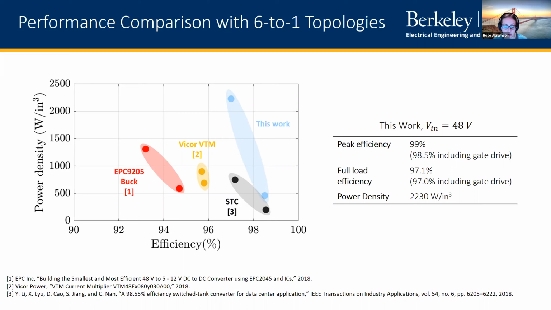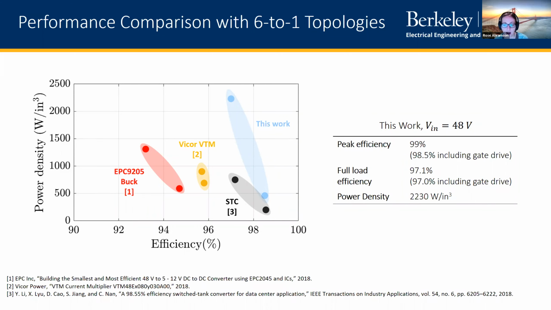For example, for the EPC 9205 buck converter, its peak power density is a little less than 1500 watts per cubic inch, and its peak efficiency is a little less than 95%. We can use those two data points to graph this sort of operating line connecting the two data sets. And then we can do the same for all of these different topologies. As you can see, this work in blue has overall the highest power density and close to the highest efficiency.